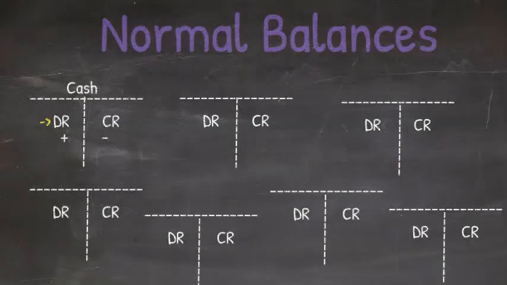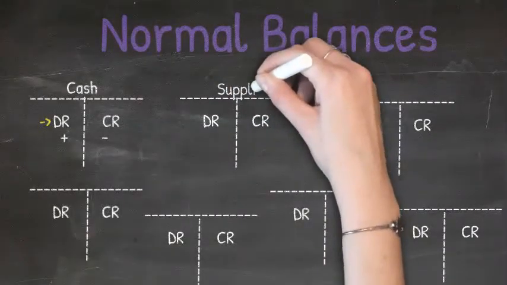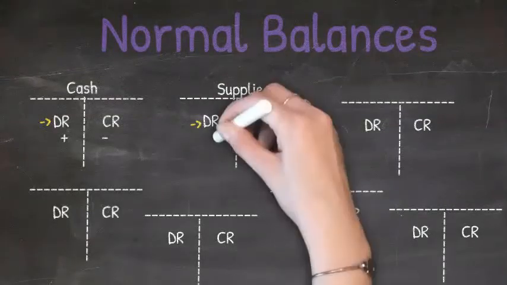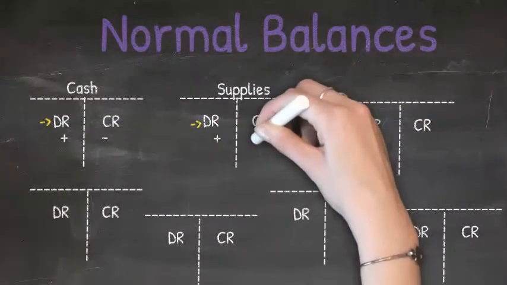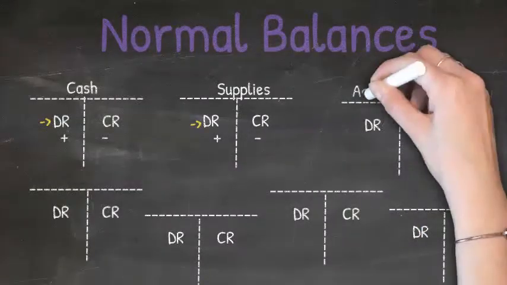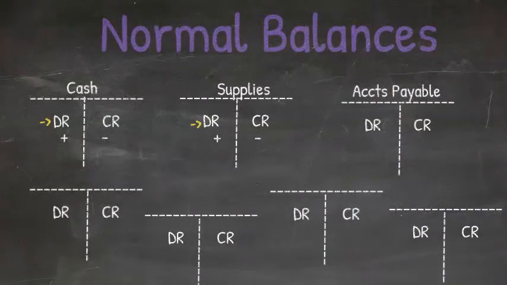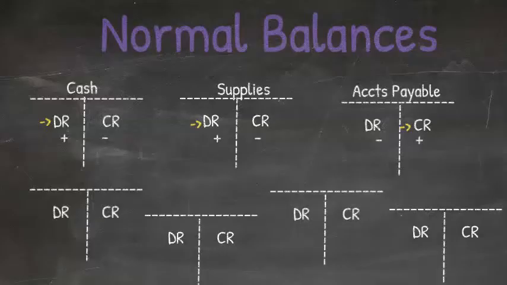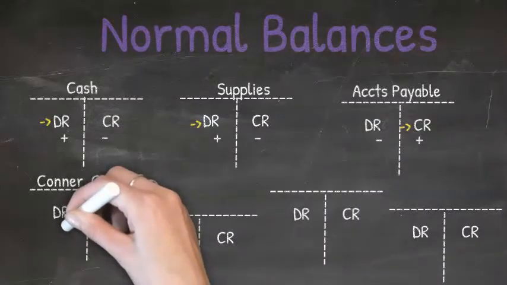We've seen cash, so let's set up another asset. Supplies is an asset, its normal balance is a debit. So we increase it on the debit side and decrease it on the credit side. Accounts payable is a liability. Liability accounts have a normal balance on the credit side. You increase a liability account on the credit side and decrease it on the debit side. The capital account increases equity, so its normal balance is a credit. We increase capital on the credit side and decrease it on the debit side.